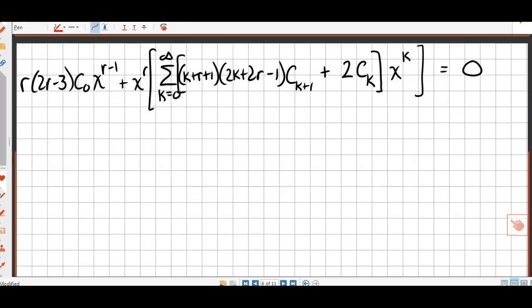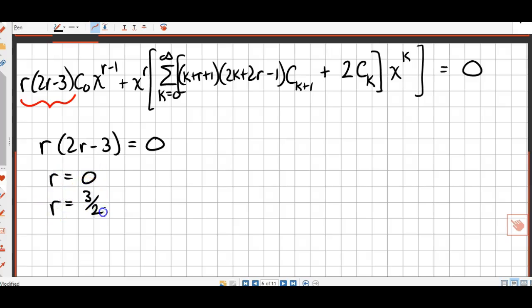All right, so now we're going to equate coefficients. So first off, over here, we've got r times 2r minus 3 times c sub 0. We've got that equal to 0. Letting c sub 0 equal 0 doesn't do anything for us, so we are going to let r times the quantity 2r minus 3 equal 0. So we've got a little polynomial equation. So we either get that r equals 0 or r is going to equal 3/2.